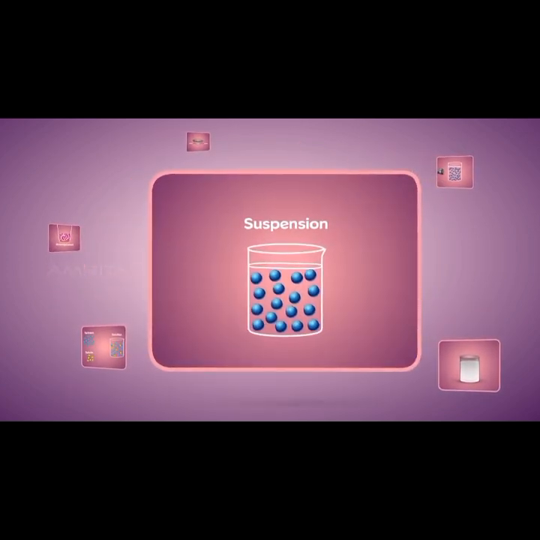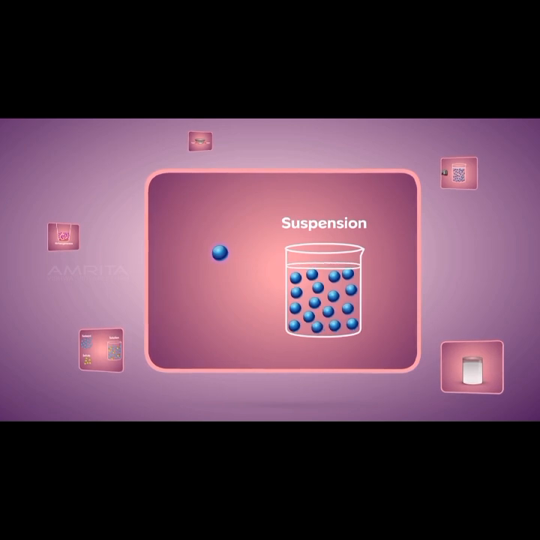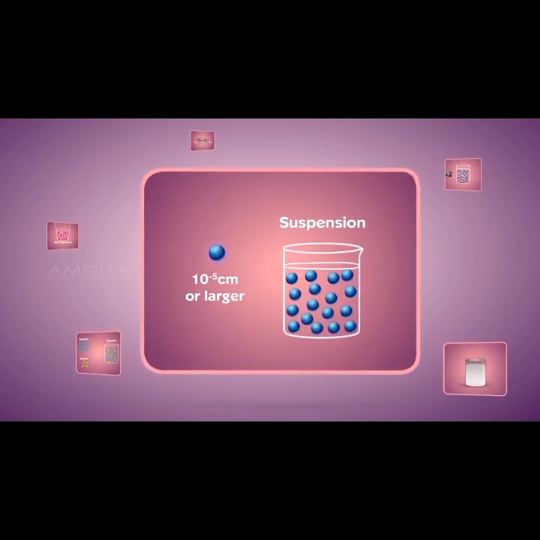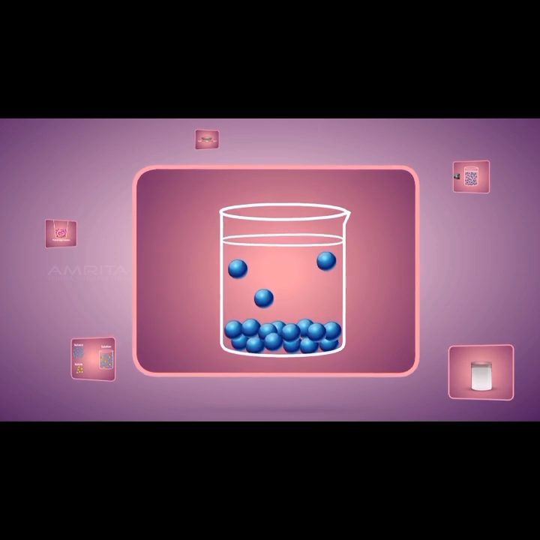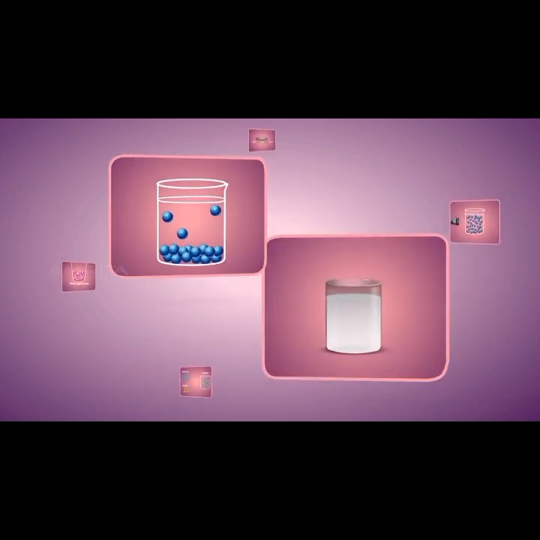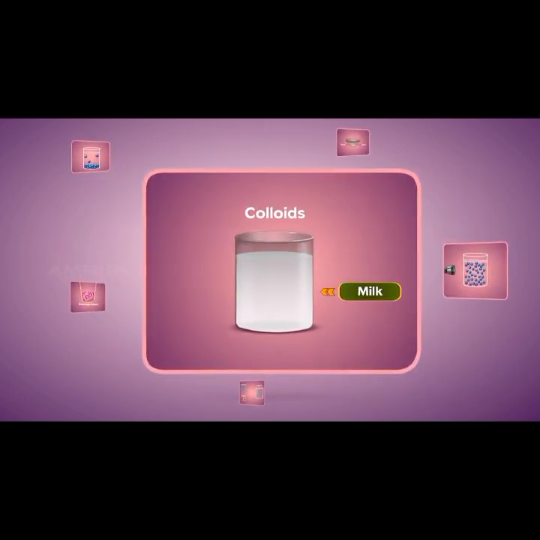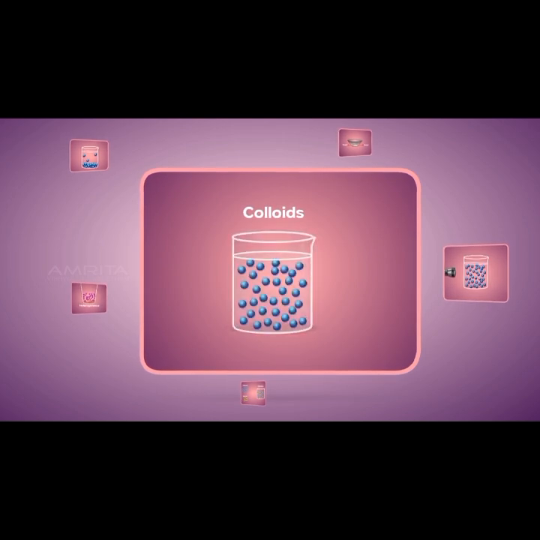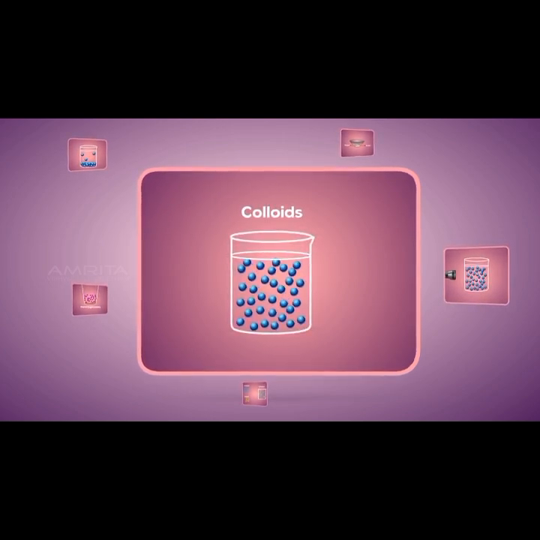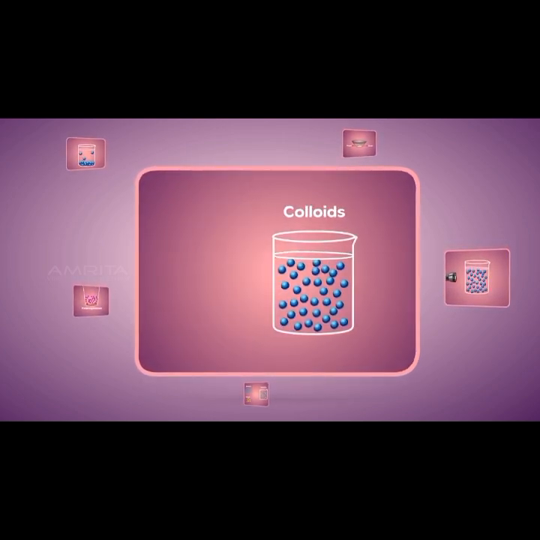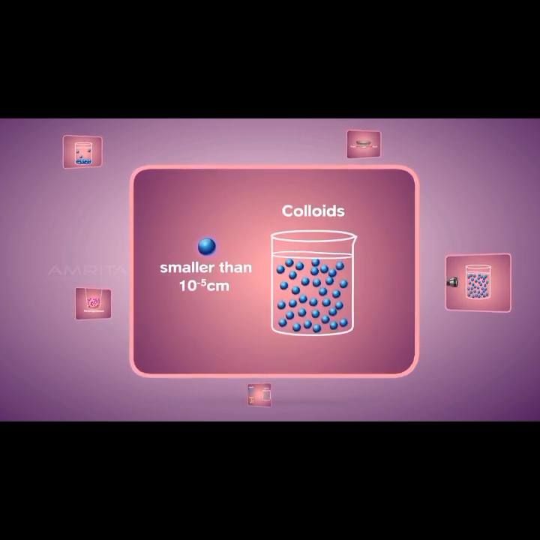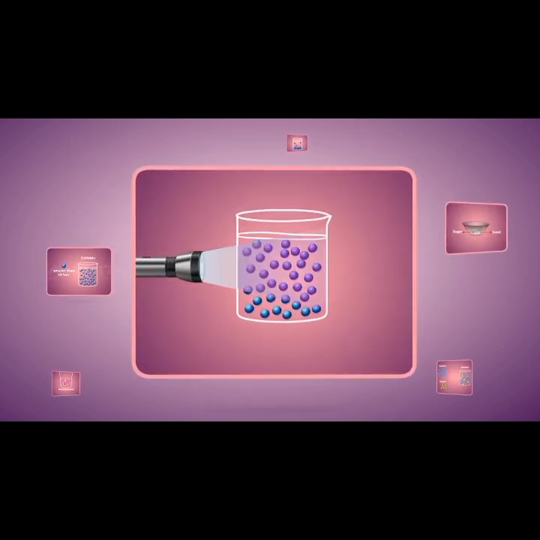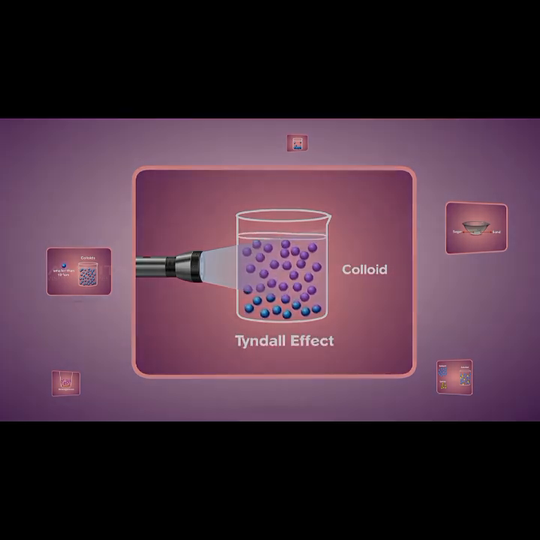Suspensions are a heterogeneous mixture of large particles on the order of 10^-5, in which the solute particles are suspended throughout the solvent. Colloids are heterogeneous mixtures in which the particles are uniformly distributed throughout the solution and the particle size is smaller than 10^-5 centimeters. The light scattering effect shown by particles in a colloid is known as Tyndall effect.